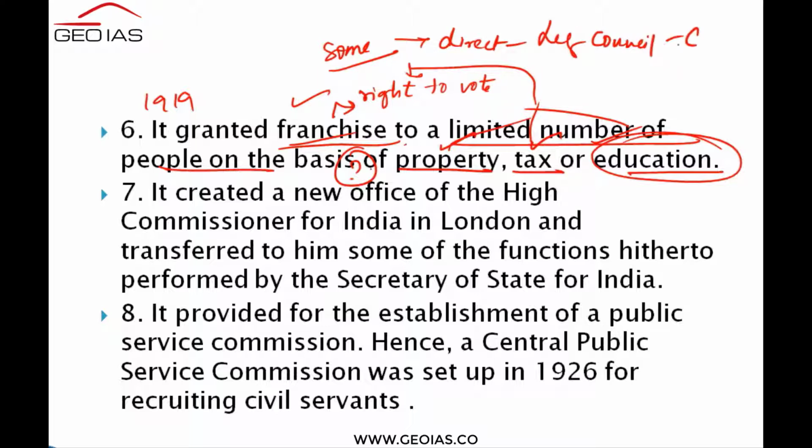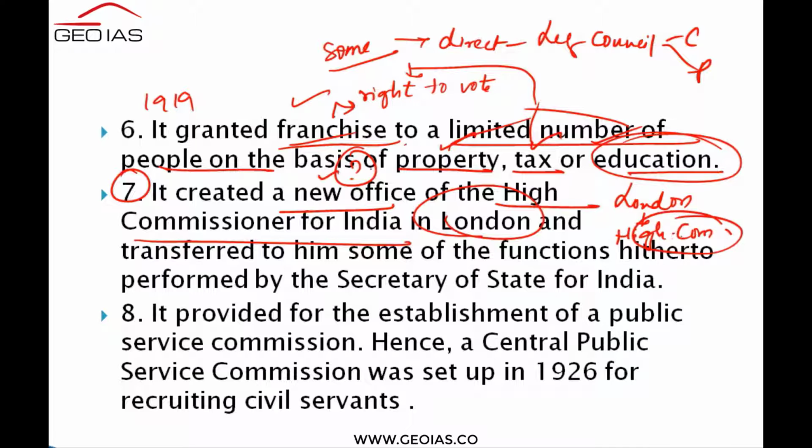And the 7th provision is that it created a new office of High Commissioner for India in London. It created a new office for India in London. It is the High Commissioner for India, and some of the powers of the Secretary of State were transferred to him. So the burden of the Secretary of State was reduced by the appointment of this new office called High Commissioner for India in London.